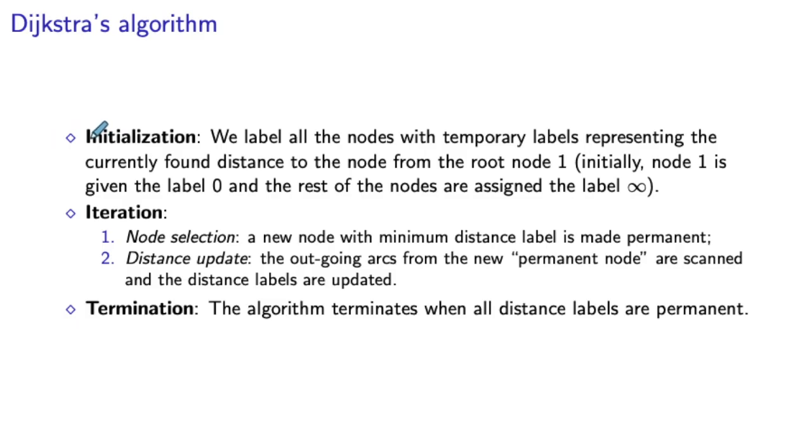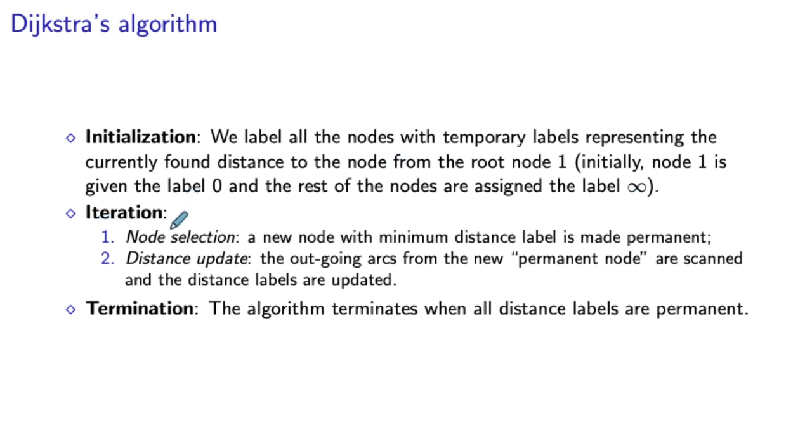So we started with initialization, where we labeled all the nodes with temporary labels representing the currently found distance to the node from the root node 1. And initially node 1 is given the label of 0, and the rest of the nodes are assigned the distance label of infinity because they were not reached yet.